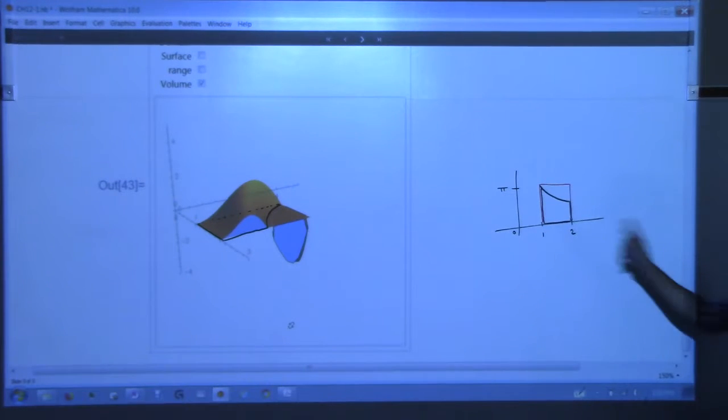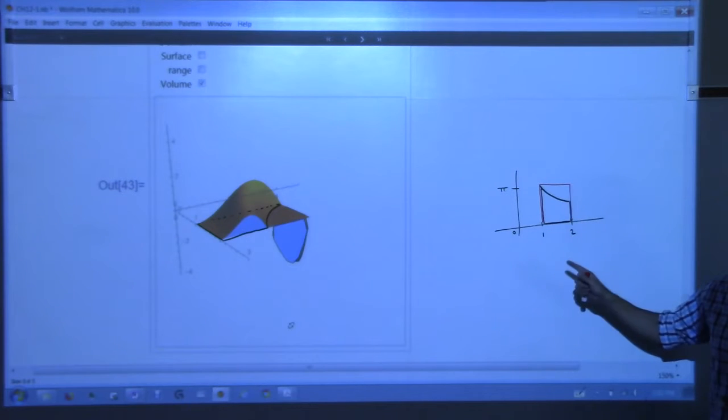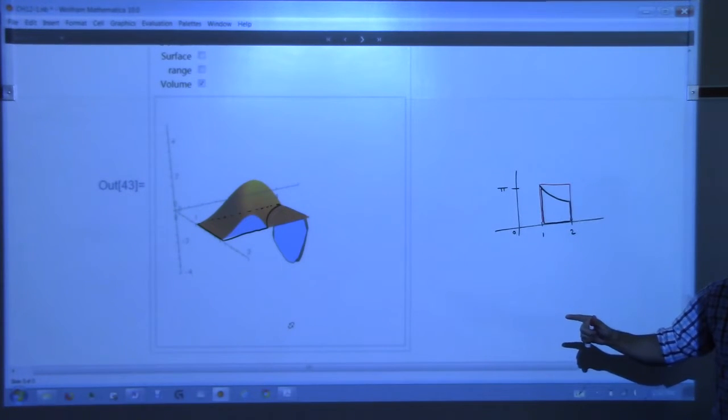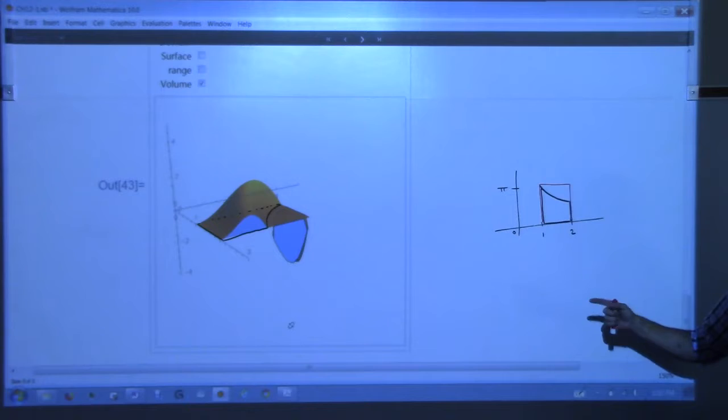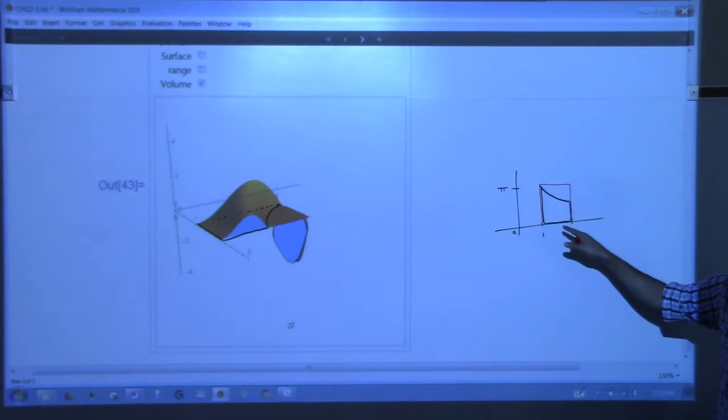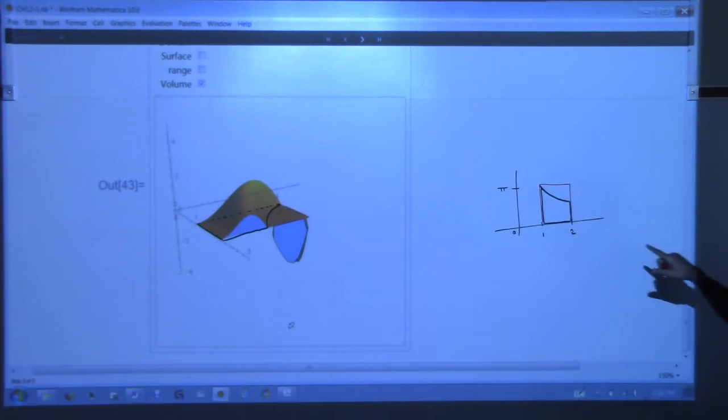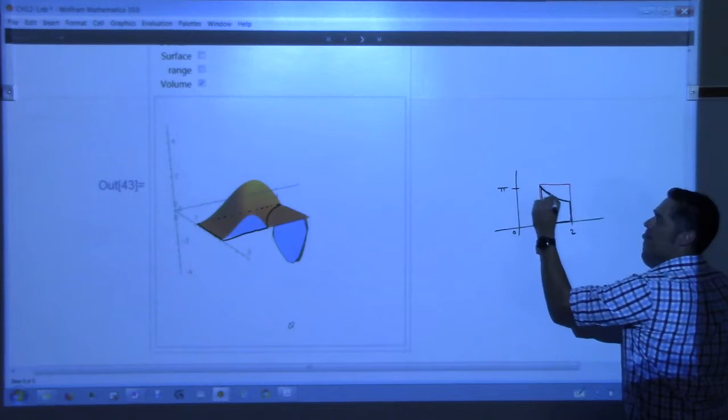But the problem is that's not a rectangle, and this section is about integrating over rectangles. The next section is about integrating over shapes that are not rectangles. So we're not ready for this. There's a way to do it, and we can do it later, but it's this right here.